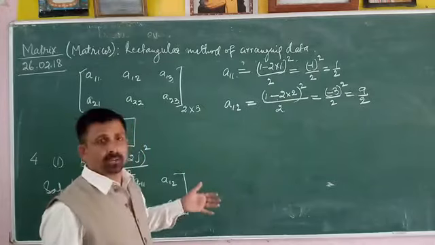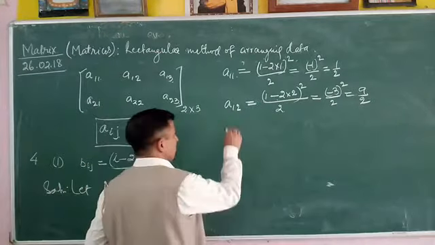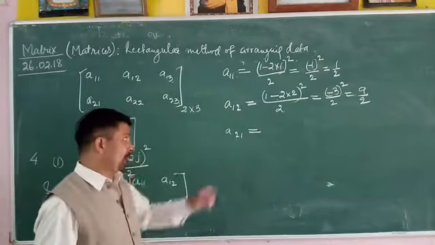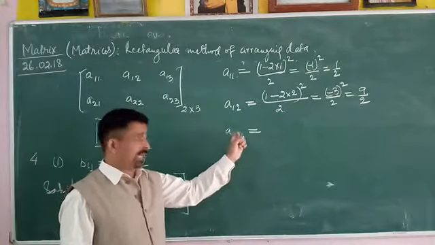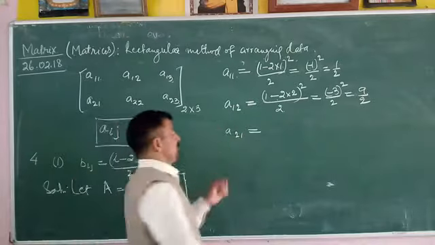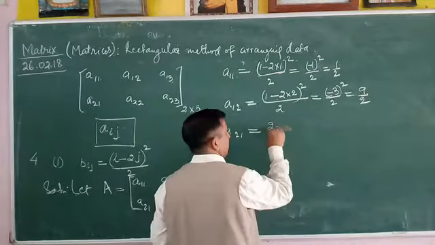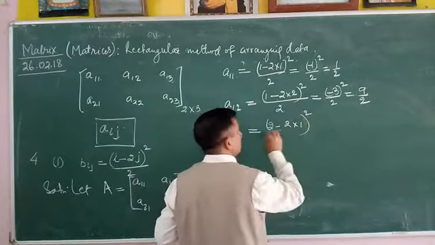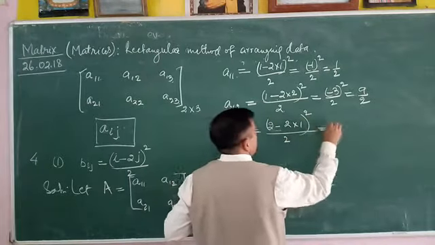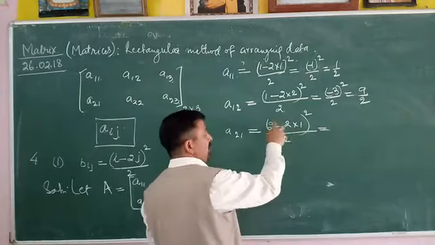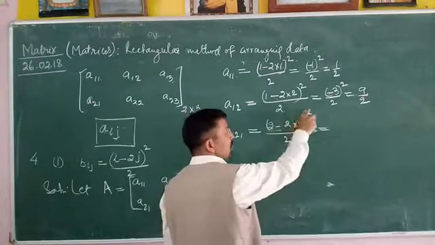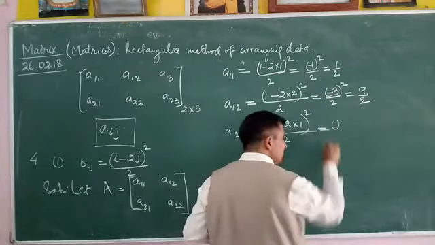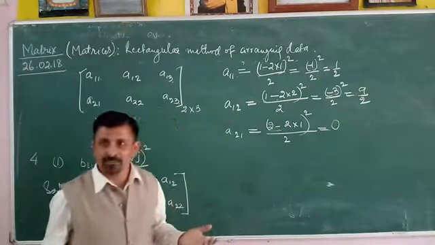Yes, sir. Likewise, we will calculate the other two elements now. Now A21 is equal to, this time the value of my I is 2 and the value of J is 1. So we put in the given condition. So (2 minus 2 into 1) whole square divided by 2. 2 into 1 is 2. 2 minus 2 is 0. 0 square means 0. 0 divided by 2 means 0. Very easy, no? Yes, sir.